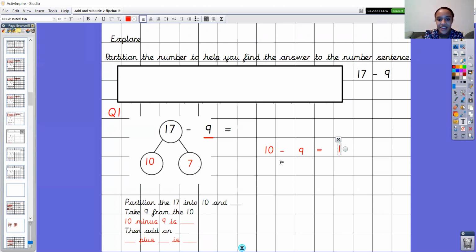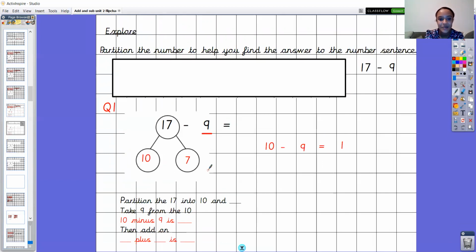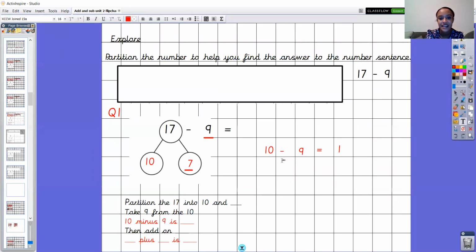Okay, and then you want to add this number here. We've not used this one yet. We want to add the 7 and the 1 together, and that's going to give us our answer. So, goodness me, 7 add 1 equals, and it's a nice easy one again, just what's 1 more than 7? Well, 1 more than 7 is 8. So the answer again is 8. So 17 take away 9 equals 8.